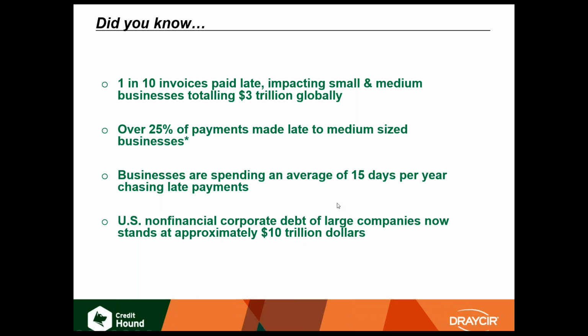So some of the things to consider before we go into the main presentation is just some stats really. I mean, 1 in 10 invoices is paid late, and that is impacting small and medium businesses, totaling around 3 trillion globally. And this is the thing, as a Sage 300 customer, you may be a small, medium to a large business, and again, you'll be dealing with perhaps some very large customers, and because of that, it's very hard to dictate sometimes, making sure you get paid on time.